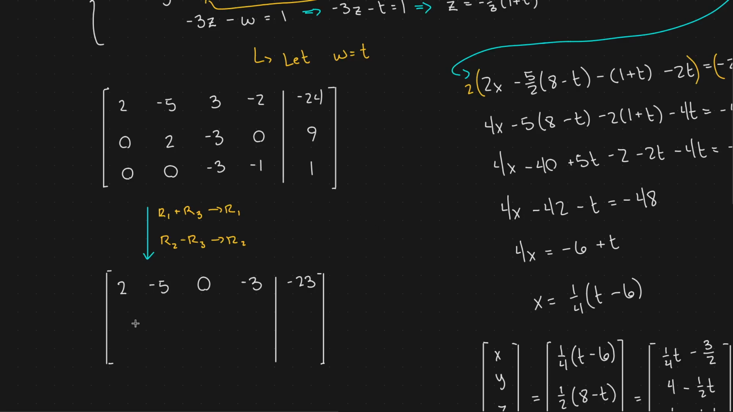Next row. Here, I'm going to take row 2 and subtract row 3. So 0 minus 0 is 0. 2 minus 0 is 2. Negative 3 minus negative 3 is 0. That's the 0 that I was looking for. 0 minus negative 1 is positive 1. 9 minus 1 is 8. And I left row 3 the same.